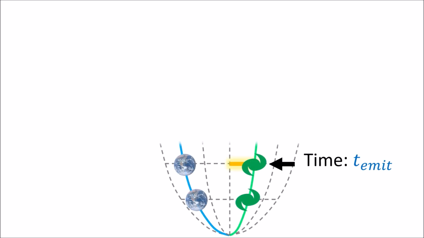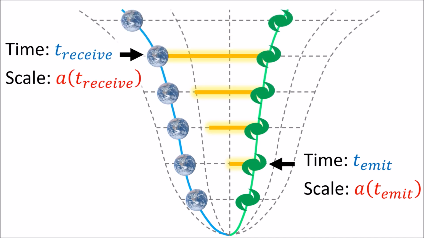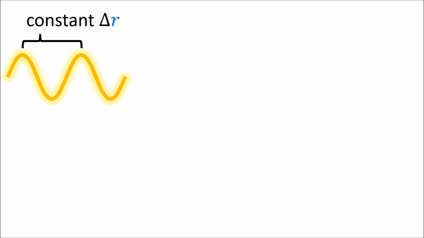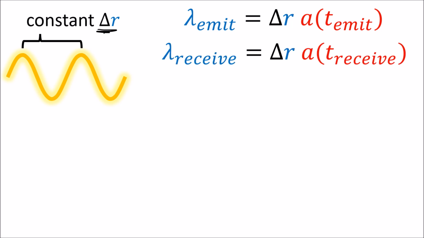So let's say a galaxy emits light at a time t emit, when the universe has the scale a(t emit). And later, the light is then received by Earth at time t receive, when the universe has the scale a(t receive). How can we determine the change in the light's wavelength due to the change in the universe's scale? Recall, the coordinate distance between the wave peaks of light, delta r, is constant for all time. At the time of emission, the wavelength, which is the physical distance between peaks, is just delta r times the scale factor at the time of emission. And later, at the time of receiving the light, the wavelength is the same coordinate distance delta r times the scale factor at the time of receiving.